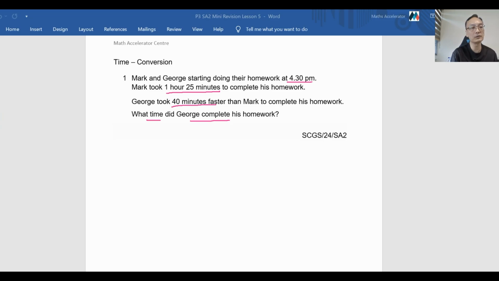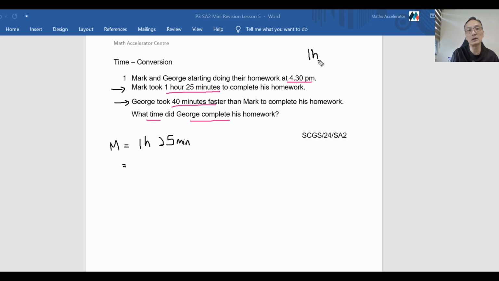Okay, after underlining, so now let's go through the steps that we need to take. So firstly, we know that Mark took 1 hour 25 minutes. So we write here Mark, letter M. He took 1 hour and 25 minutes. And we were told that George took 40 minutes faster. So we need to find out how long did George take to complete his homework. So before we can find the difference between the time duration for Mark and George, we need to do some conversion.